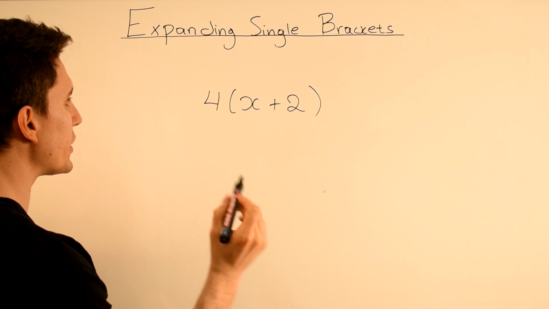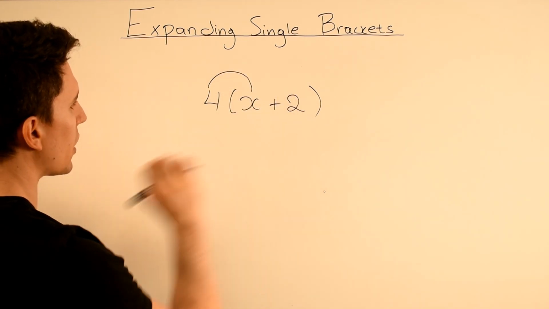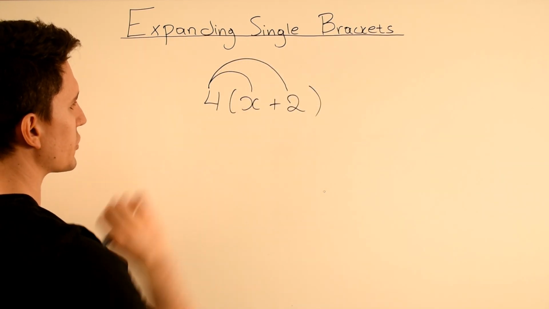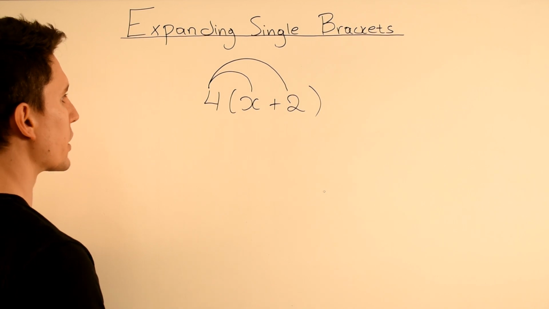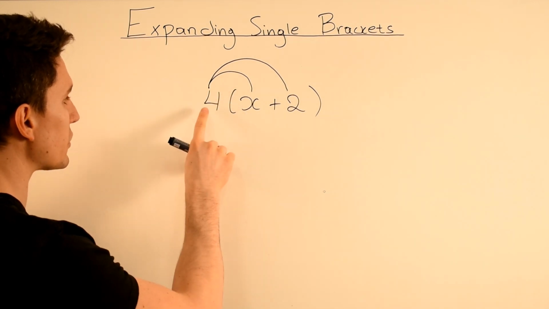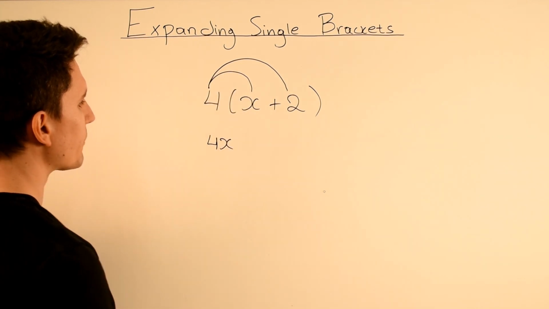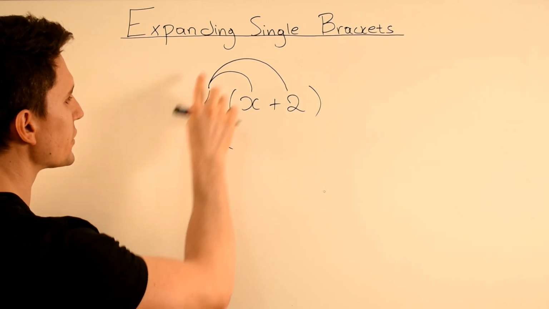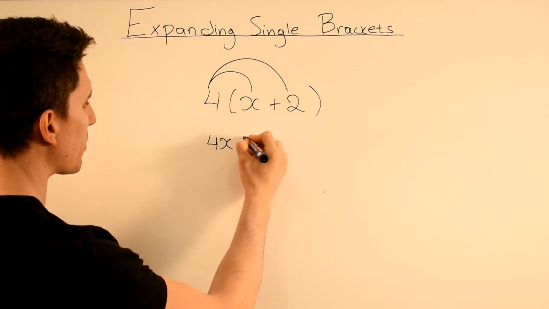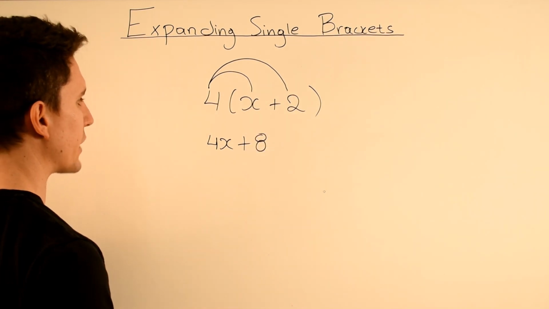The first thing we draw is our claw, which is basically 2 lines joining 4 to our x right here, as well as joining it to this plus 2 in here. How does that work? Well, this is really a multiplication claw. That means what we have to do is 4 times x, which is simply 4x, and then we have 4 times plus 2. Well, 4 times plus 2 is simply plus 8. Therefore, the answer here is 4x plus 8.